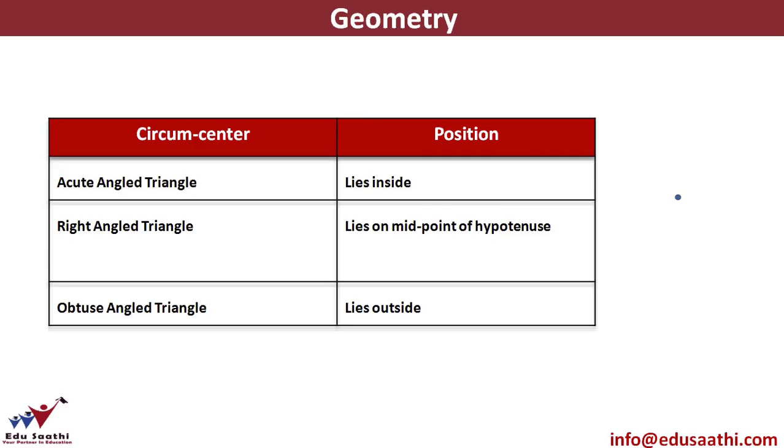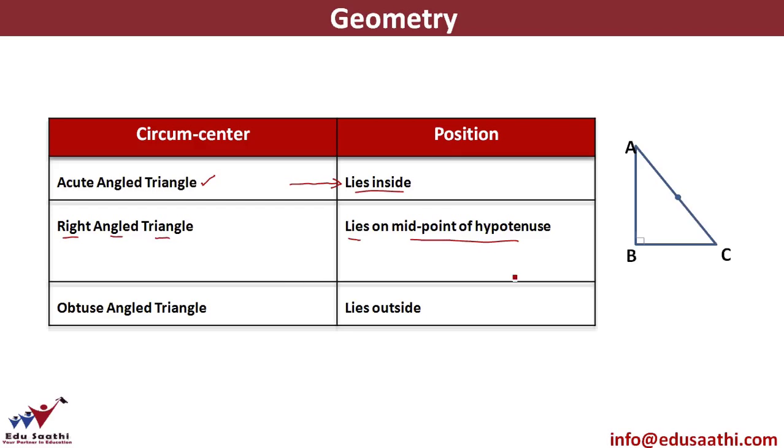If the triangle that I give you is an acute angle triangle, that means all the angles are less than 90 degrees, the circumcenter will lie inside the triangle. If it is a right angle triangle which is given to you, the circumcenter will lie on the midpoint of the hypotenuse.